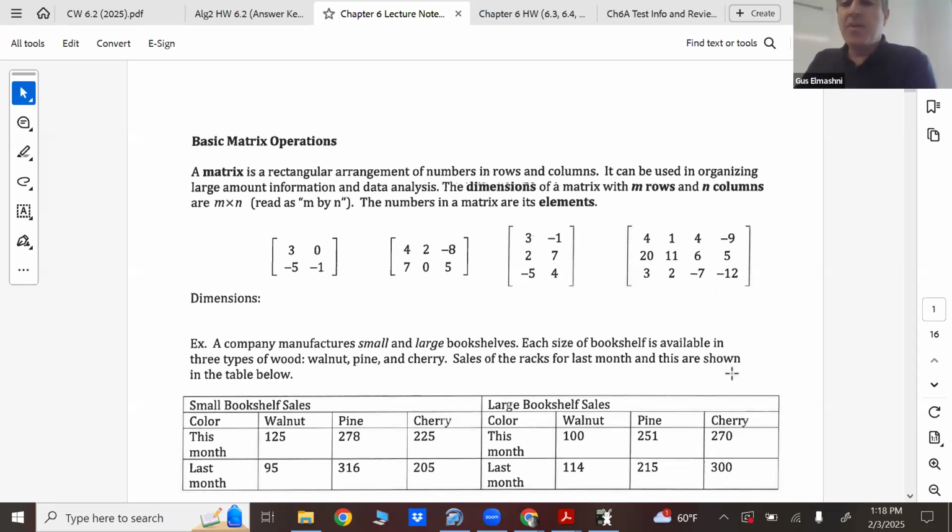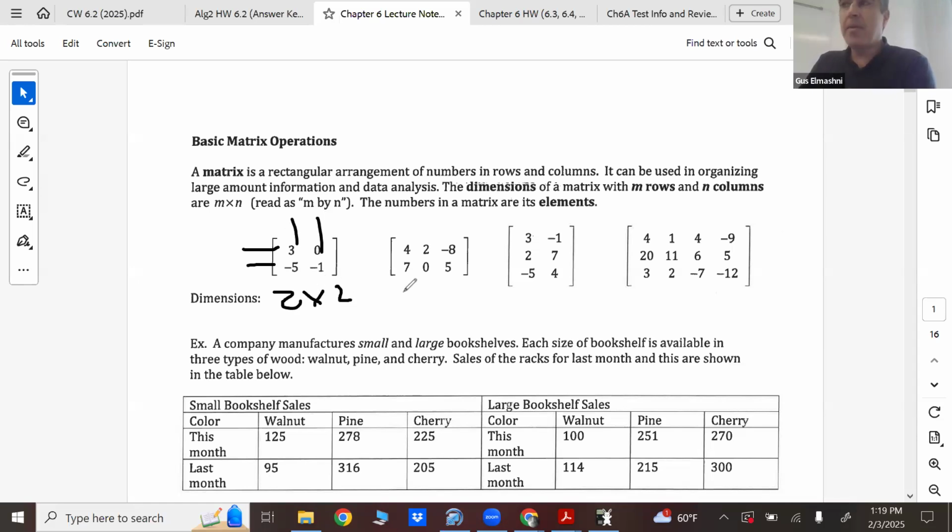We cover this stuff. Now, the dimensions of a matrix. They have rows and columns. So let's talk about dimensions right now. How many rows does this first matrix have? And how many columns does it have? So we call it a 2 by 2.